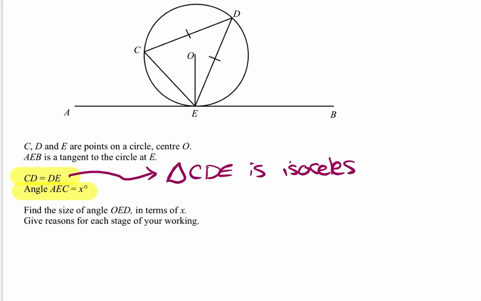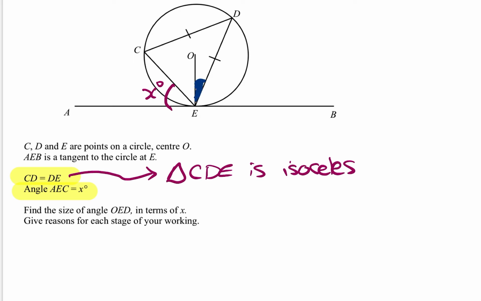The next one, angle AEC equals X. Well, AEC is going to be this angle here. So we've got that this angle is X degrees. Where do we go from this? Find the size of angle OED in terms of X. Give reasons for your working. So OED is going to be this angle here. That's the angle we are looking for.